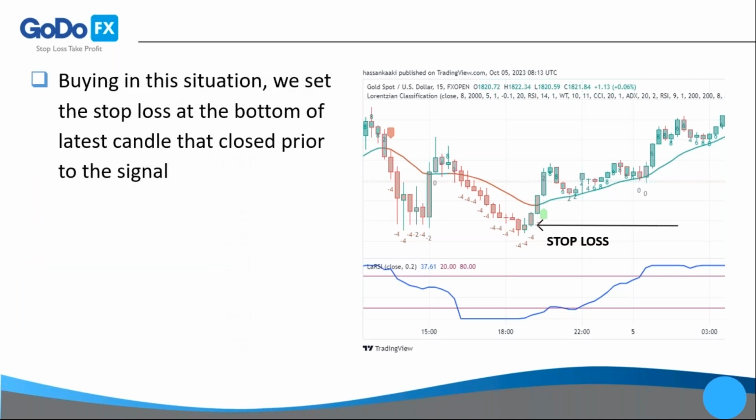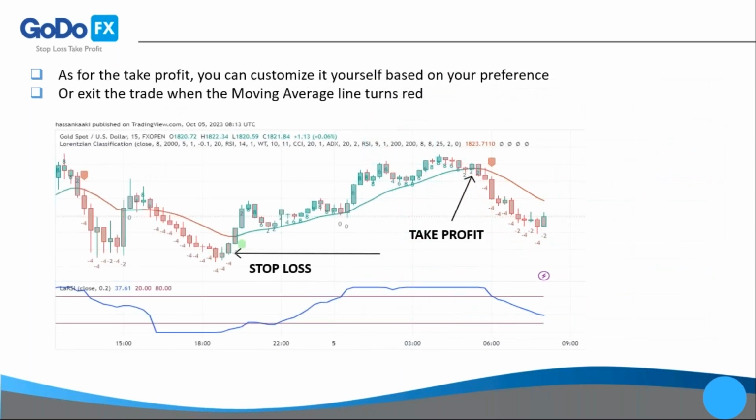When entering the trade, you would set the stop loss at the bottom of the latest candle that closed prior to the signal. As for the take profit, you can customize it yourself based on your own preferences, or you can exit the trade when the moving average line turns red. So you can see it clearly in the figure. You would buy at the signal, set the stop loss at the bottom of the latest candle that closed before the signal, and you can customize your take profit or close it when the moving average color turns red.